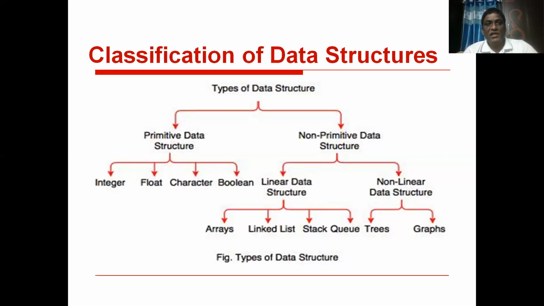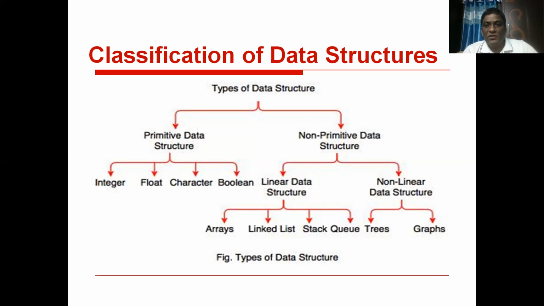If you look at this diagram, the classification of data structures, partially a few data structures are in this diagram. At the broadest level, there are two types of data structures. One is primitive data structures and the other one is non-primitive data structures. You might have studied all these primitive data structures in your C language: integers, floats, characters, and booleans.